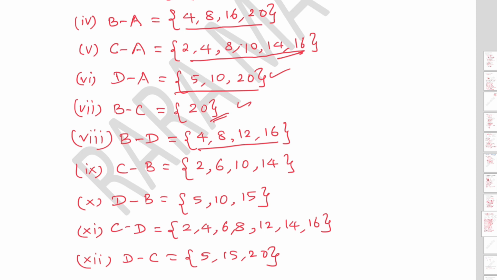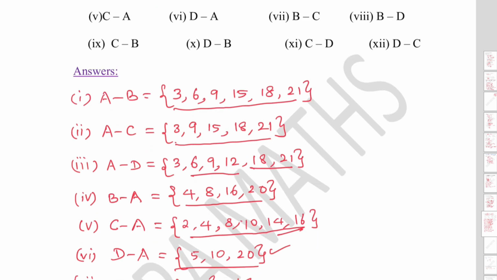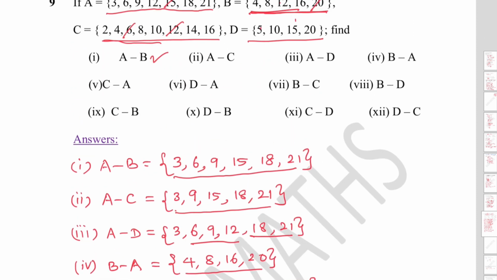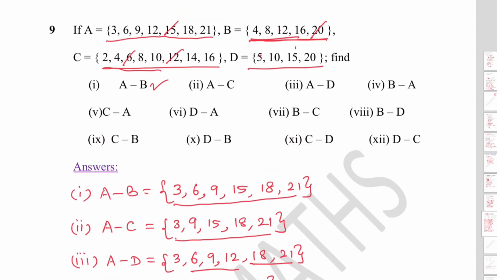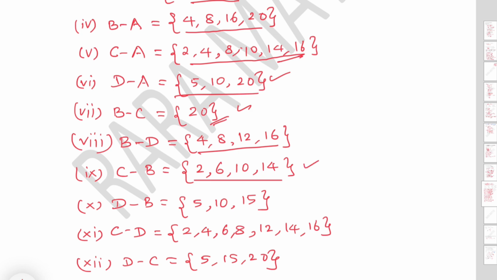And C minus B. Set of all elements of C minus B. 4 is in B, 8 is in B, 12 is in B, 16 is in B. So C minus B is remaining elements 2, 6, 10 and 14.